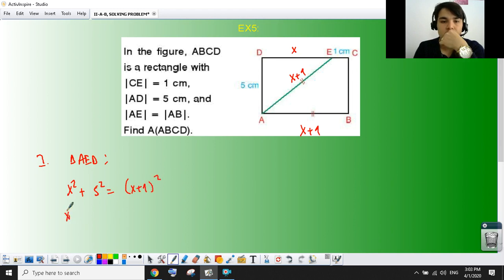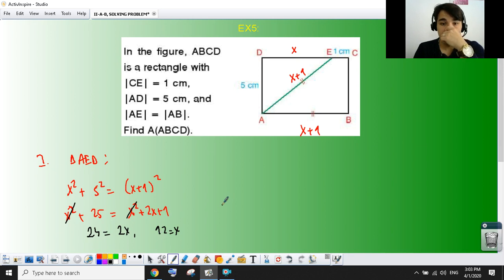On the left, we have X squared plus 25, and on the right we will have X squared plus 2X plus 1. They cancel each other out. We can move the plus 1 to the left. It will be 24 equals 2X. X will be 12 centimeter.